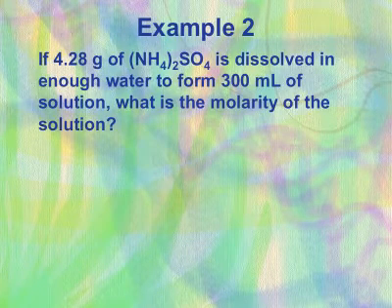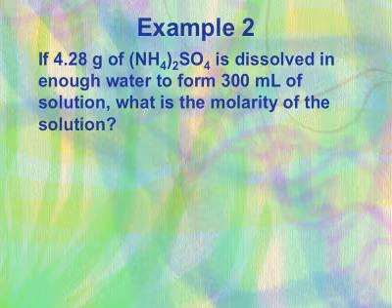Okay, this one is the same basic concept, except it's asking a little bit differently. I feel like whenever we're given polyatomic ions as both the cation and the anion, it kind of throws us for a loop. So let's do one like this. It says that 4.28 grams of ammonium sulfate is dissolved in enough water to form 300 milliliters of solution. What is the molarity of the solution? So how do I even start? Where should I start?